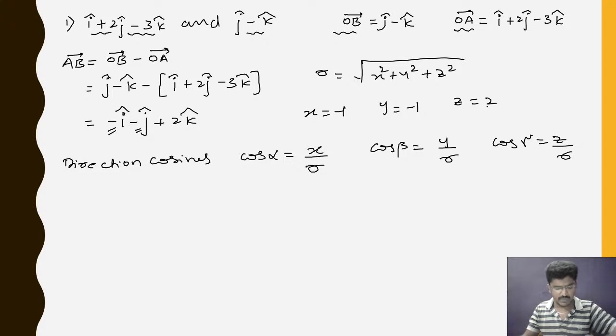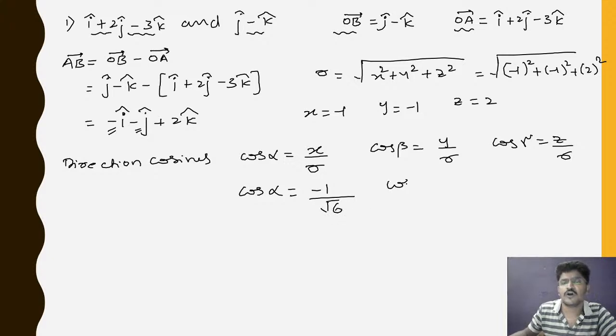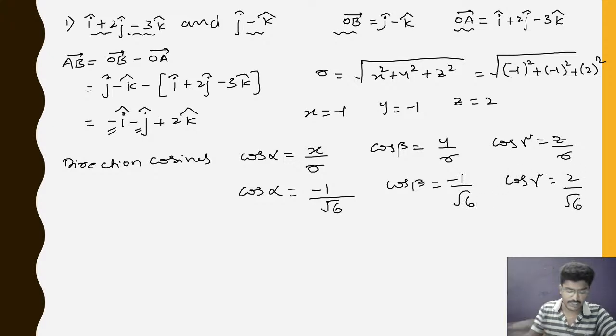So this is your required elements. So now cos alpha is equal to minus 1 divided by the square root of (minus 1) square plus (minus 1) square plus 2 square. So that is root 6. Cos beta is equal to minus 1 by root 6. Cos gamma is equal to 2 by root 6.